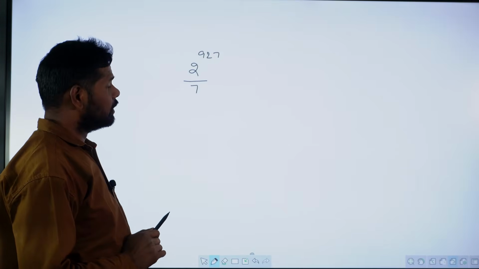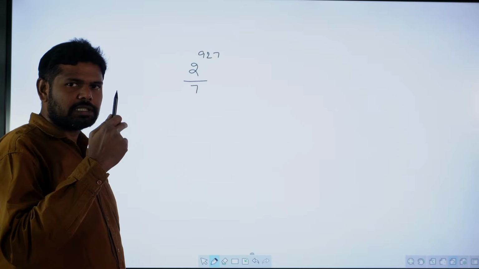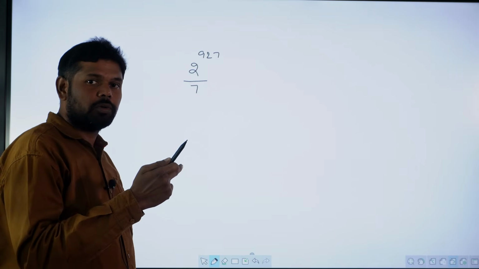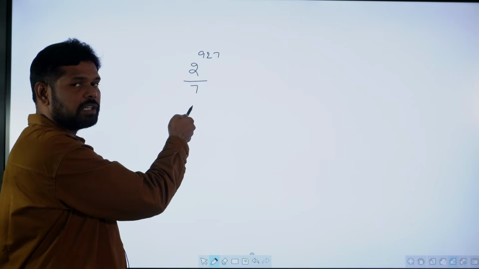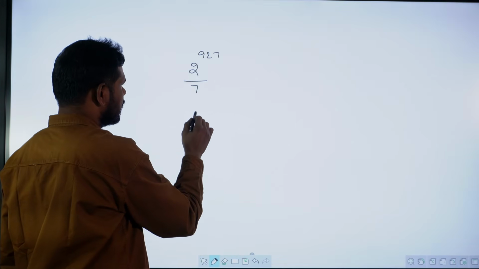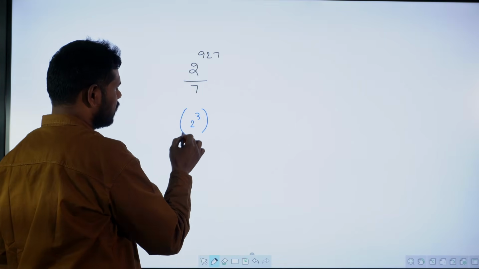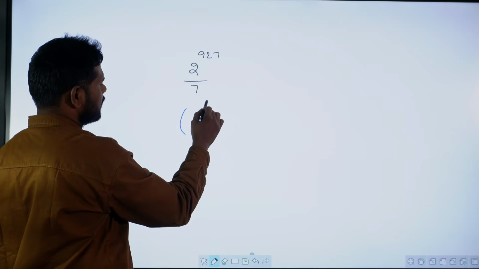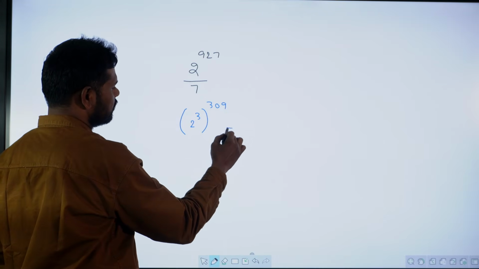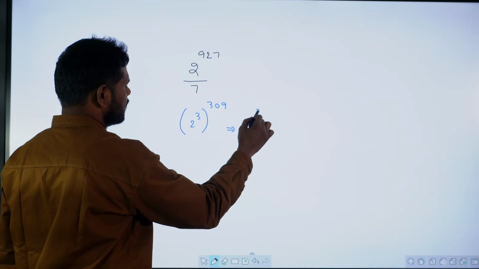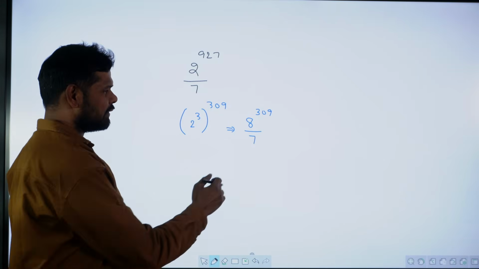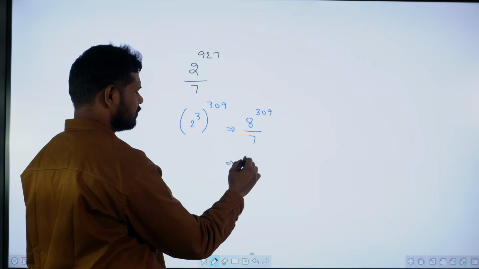So simply observe powers of 2 and multiples of 7. 2 power 1 is 2, 2 square is 4, 2 cube is 8, which is nearest to 7, differing by 1 only. So I convert that into 2 cube whole power. The power is 3 times 309, that is 927. So 8 power 309 is divided by 7. What is the remainder? 7 once 7, so the remainder is 1.